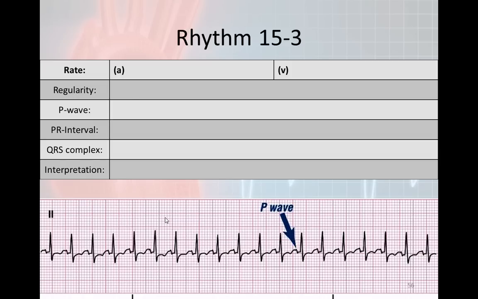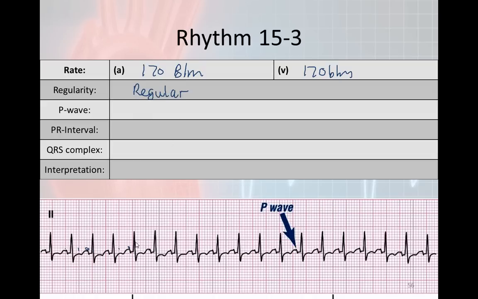So let's identify a couple of these rhythms right quick. First of all, let's find our rate. Here's where we start right here, 300, 150, and it's above 150. So we're going to go ahead just for fun and say that it's a 170 heart rate. The P waves are married to the QRSs down here. There's one P wave for every QRS, so we're going to say that's 170 beats per minute. The regularity, if you get out your calipers, I'm betting that it's going to be regular.